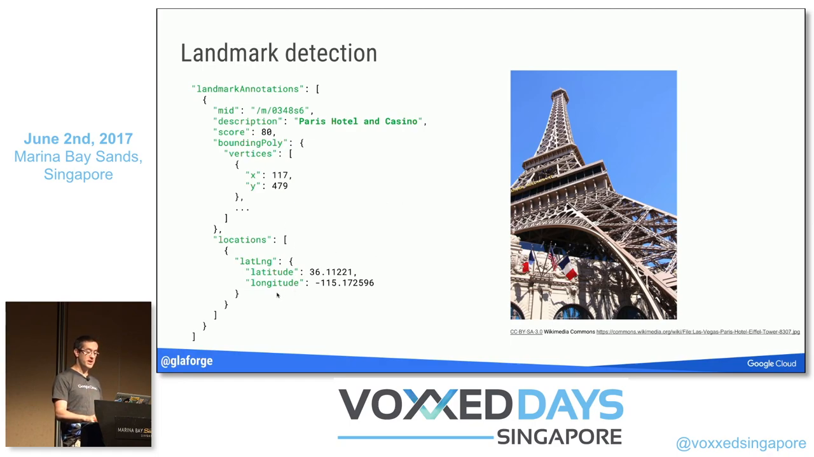But you also have information like latitude and longitude, where is it situated in the world? And this MID stuff, that's the Google knowledge graph. It's kind of all the concepts in the world that Google knows about and Google search uses, etc. So with that knowledge graph, you can also get additional information, for example, finding related links on Wikipedia or things like that.